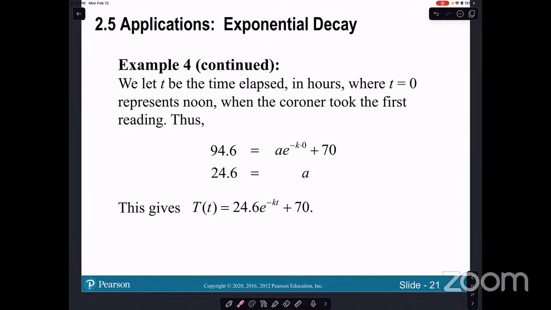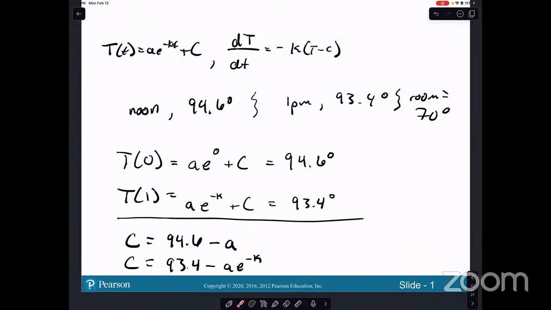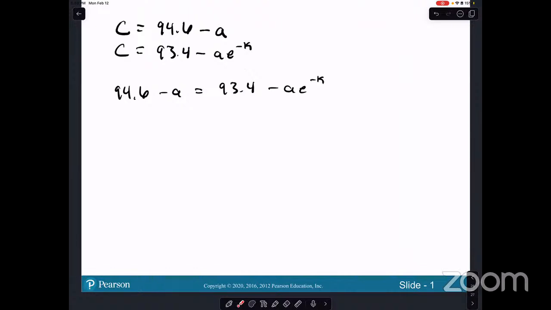So we let T be the time elapsed in hours. Zero represents noon, when they first took it. I think we got this. 94. The temperature of the room was 70. Did we forget to include the 70, didn't we? Oh, we did forget that. That's 70. Let me see. So we can get A from there. Let me back up. All right. Before I do this, I think I'm making it a little bit more challenging. Right here, I forgot that the C is 70, right? So in each of these, they're equal to 70.